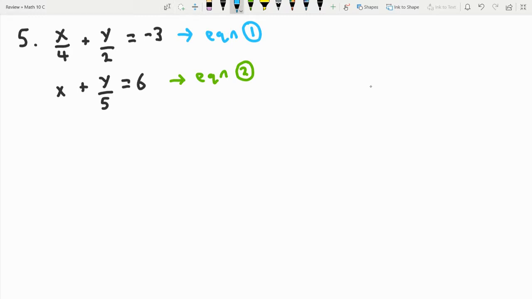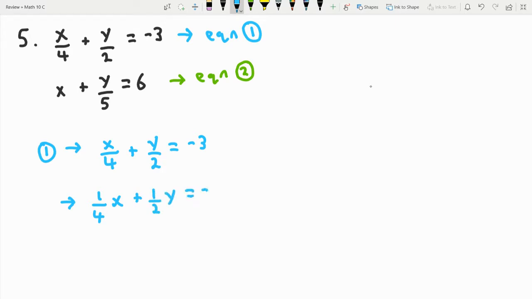So for example, let's say we start with equation 1. Inside of equation 1, we have x over 4 plus y over 2 equals negative 3. I'm going to start by simplifying that one down. By simplifying it down, what I mean is x over 4 can actually be written as 1 over 4x, and then y over 2 can be written as 1 over 2y. And I'm going to let that equal negative 3.